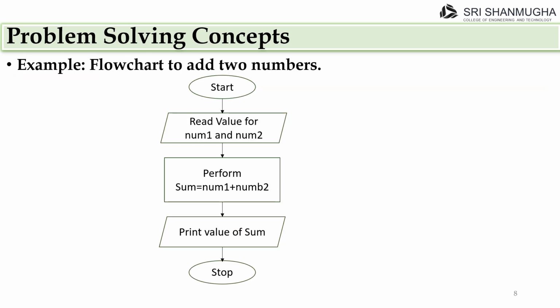Next is the example for adding two numbers. You check. The first step is, when you are starting your program, you have to use an ellipse, and you end your program by using an ellipse. Here you are getting input, that is the values of number 1 and 2, with the help of a parallelogram. To perform the operation we are using a rectangle. You print the value by using a parallelogram.